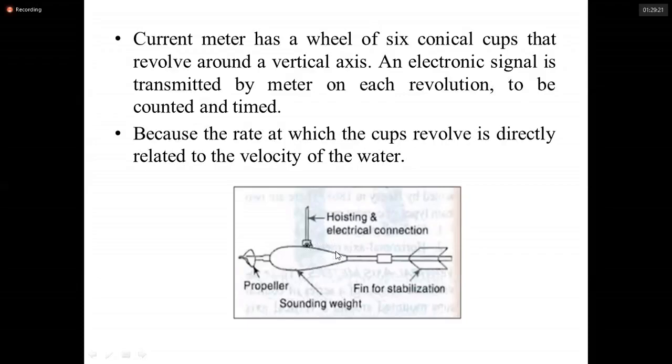But if the depth is very high and you insert this current meter without this weight, what will happen? The current meter tries to float. It will move upward automatically. To avoid this, you need to insert this sounding weight. The shape of this fin is used for stabilization purposes.